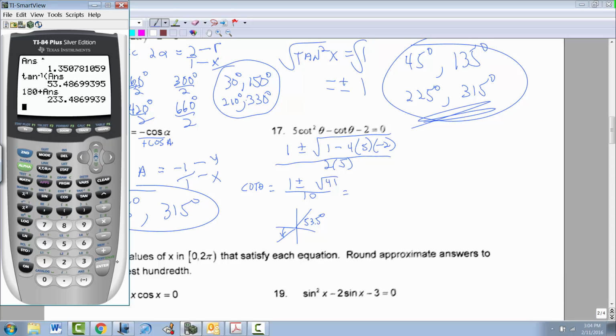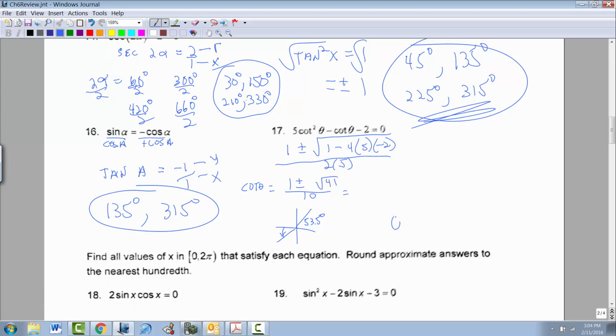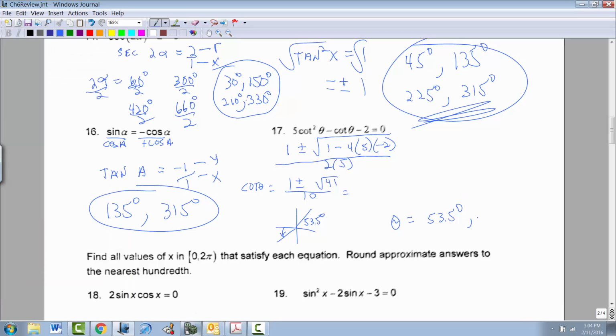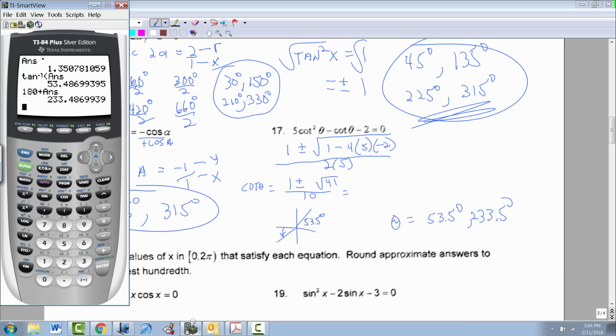233.4. Okay, and then this is under the directions of having to get all of the answers, or not all that, just the answers from 0 to 360. So, theta equals 53.5, and 233.5. All right, and then you got to go back up here and actually do all of that again with 1 minus.